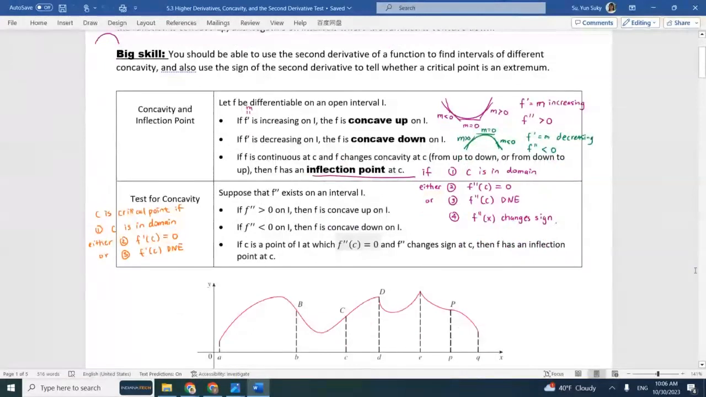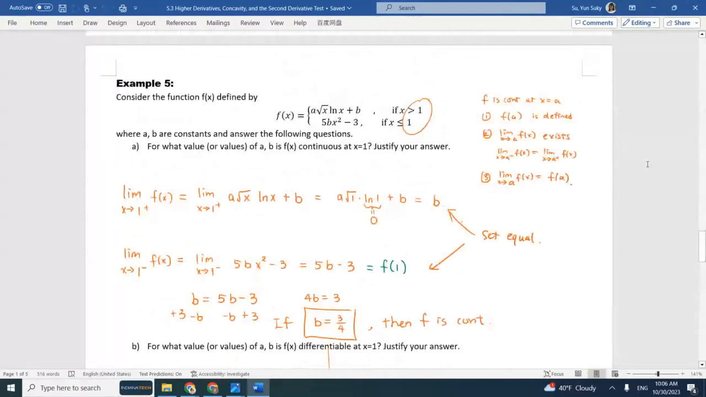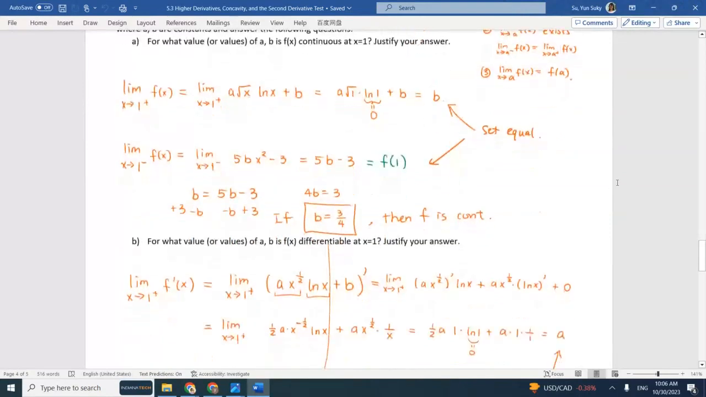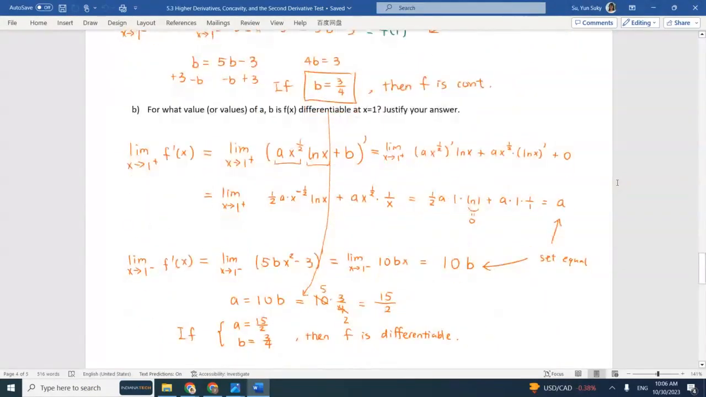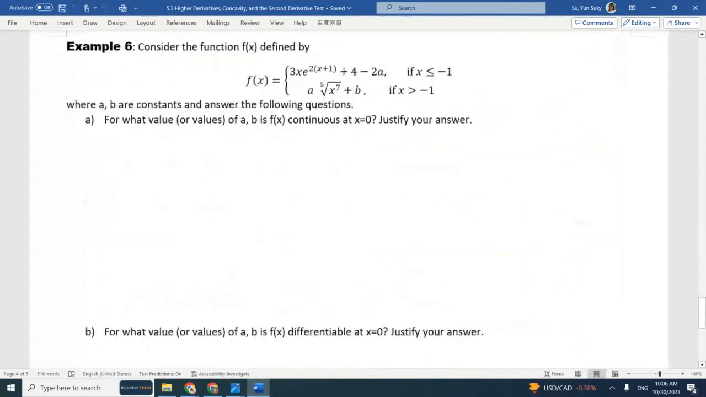In 5.3, we were talking about the problem where you're given a piecewise function and they want you to find the values a and b such that the function is continuous. And then part B, they want you to find the values a and b such that the function is differentiable. Do you still remember this problem from last time? So we continue. Let's look at example 6.